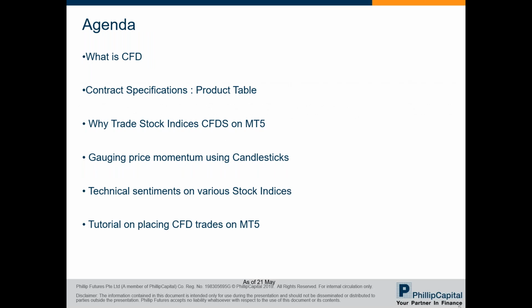Okay, for the agenda today, first off, we'll take a look at the mechanisms of CFD to have a basic understanding of the product. After the introduction, we'll look at all the global indices CFDs available and their contract specifications. This will be discussing the margin to get started, the smallest price movement per tick, contract size, etc. Next, we'll see the pros and cons for using CFDs as compared to futures and ETFs, before you can decide to use futures or CFDs to trade global indices.